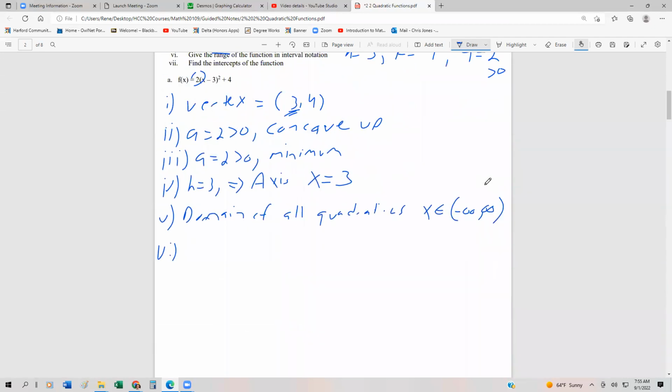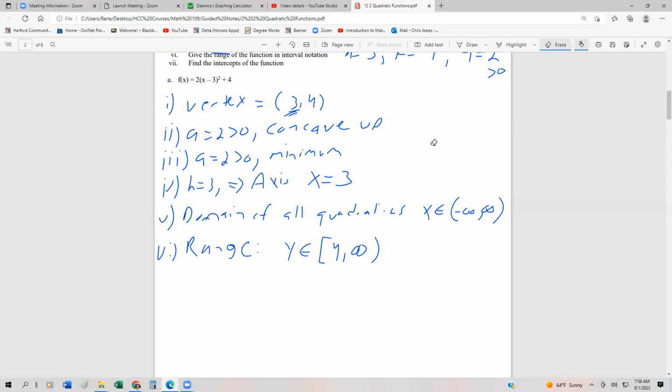So the range for this specific quadratic is going to be y is in 4 to infinity. We're going to see in other examples that it might be from negative infinity up to a specific value. Now, the last thing that we have to do is find the intercepts of the function.